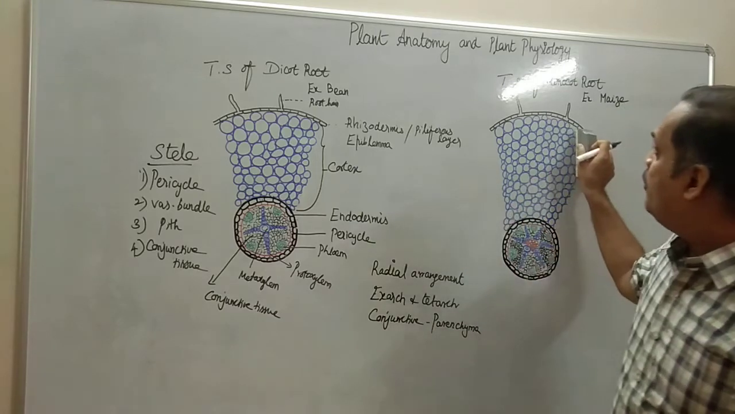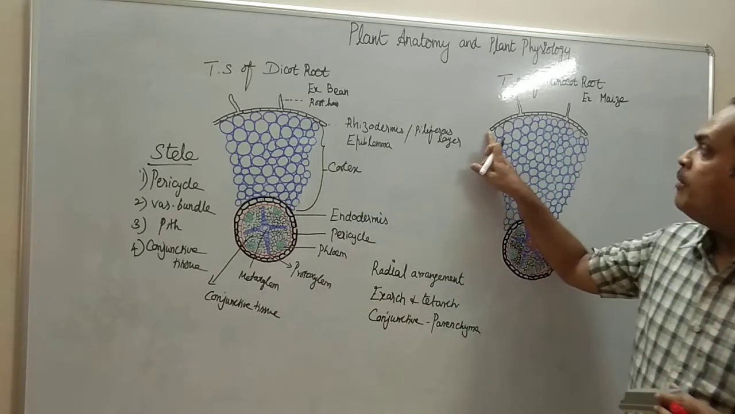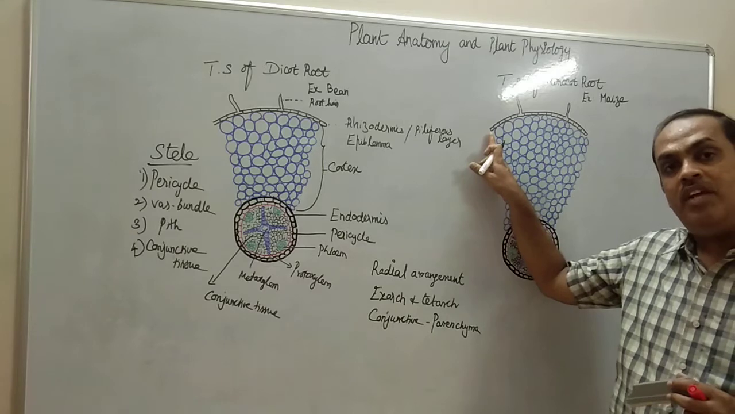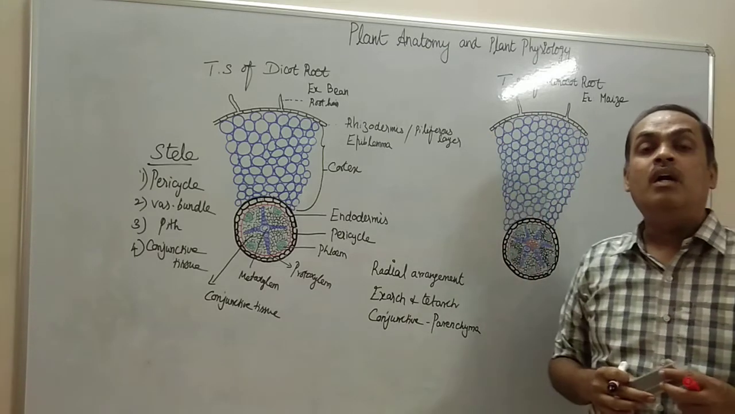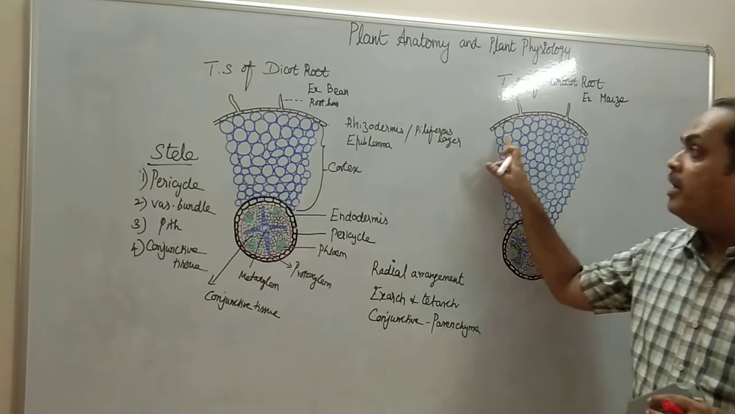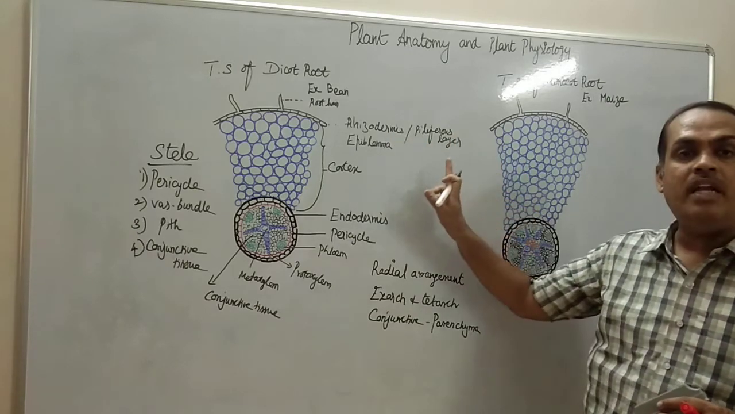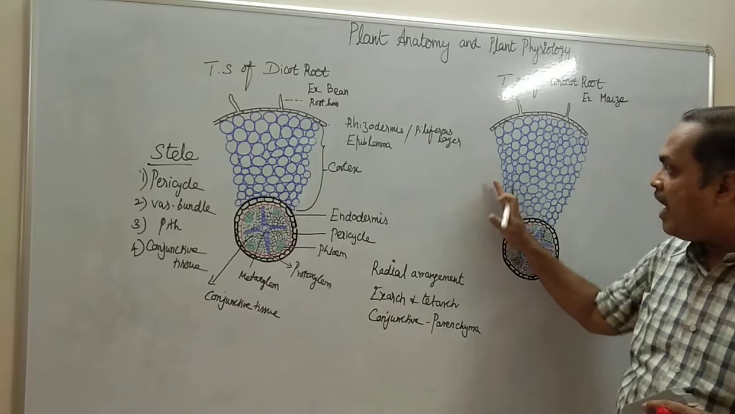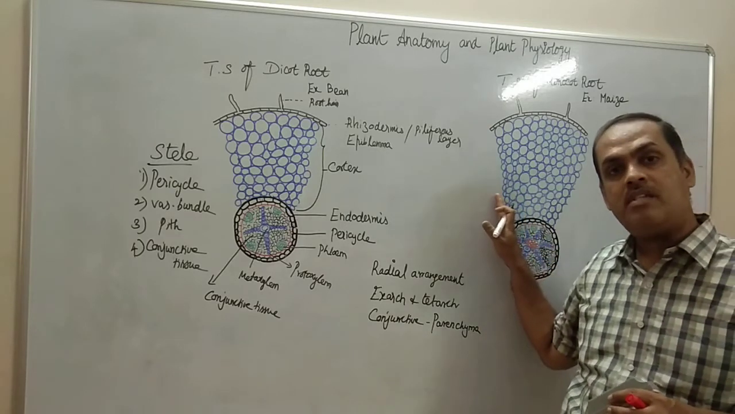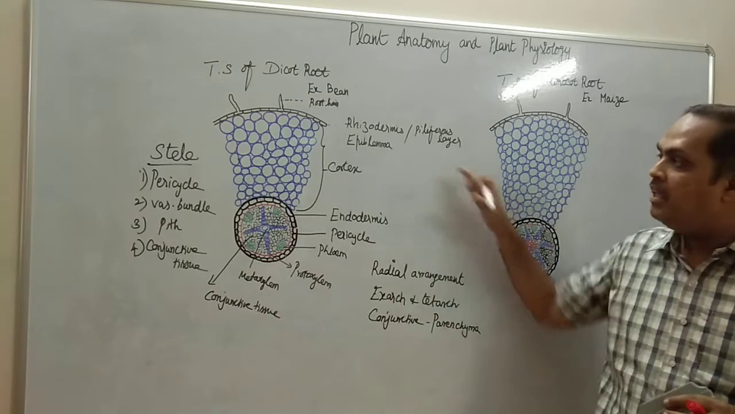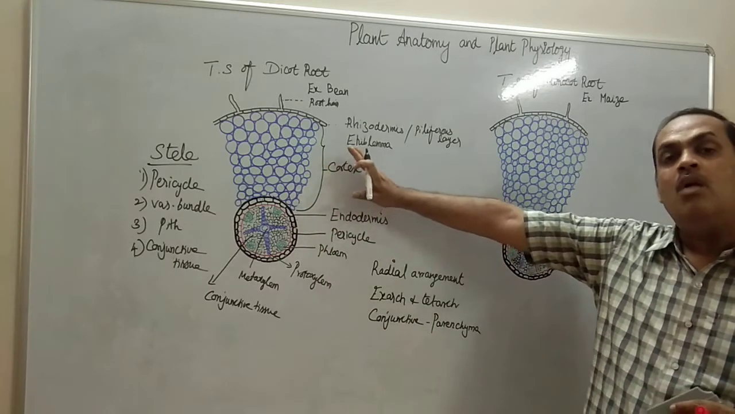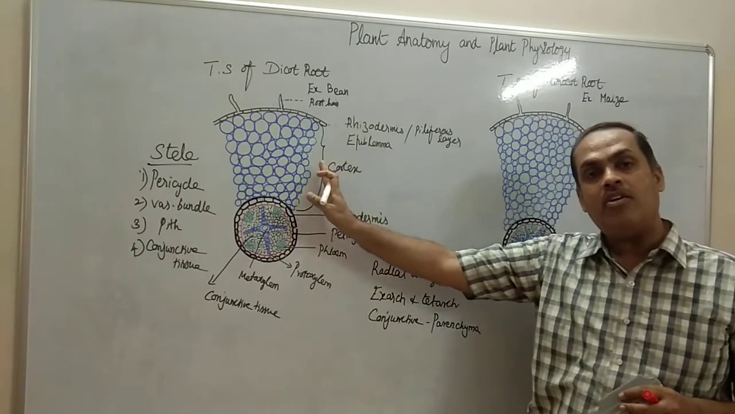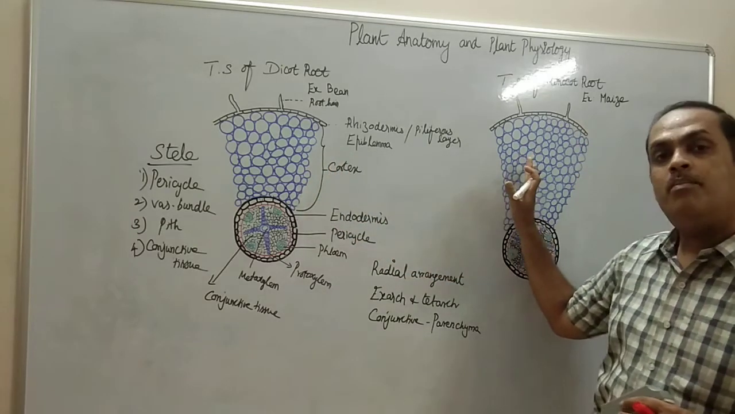Now when you see the outermost layer of the monocot root, the example that we have taken for monocot root is maize. The outermost layer of the monocot root is also called rhizodermis, piliferous layer or epiblema. And they also have a multi-layered cortex made up of only parenchymatous cells, which is the same as in the dicot root. The functions we have studied in the dicot root apply to the monocot root.